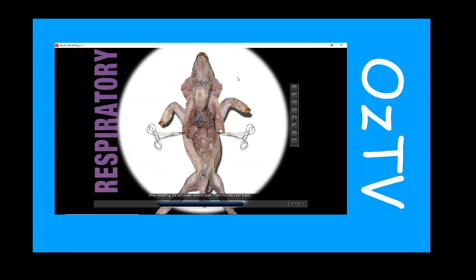Press the rotary tool button. Cut the hard and soft palate away by holding the rotary tool button down. Lift away the hard and soft palate. Then press the Inside the nasal cavity is the nasal septum, which separates the left and right halves of the airway. Find and press on it.